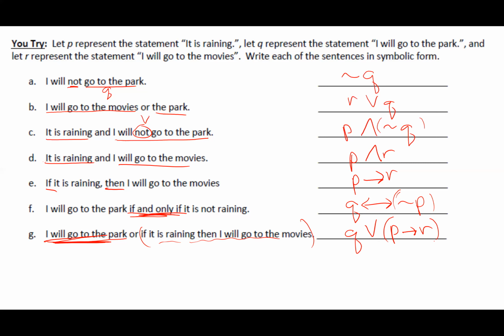Or this thing. Here's where you need to be careful. If you say Q or P R, then what I could actually do here is read the statement like this. I could say, I will go to the park or it is raining, so if I go to the park or it is raining, then I will go to the movies. That's a different statement. So the parentheses, where you put those is really important, okay?